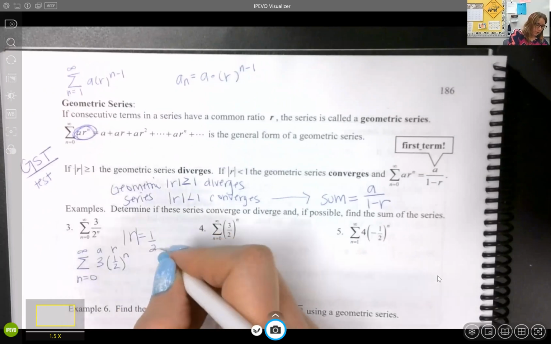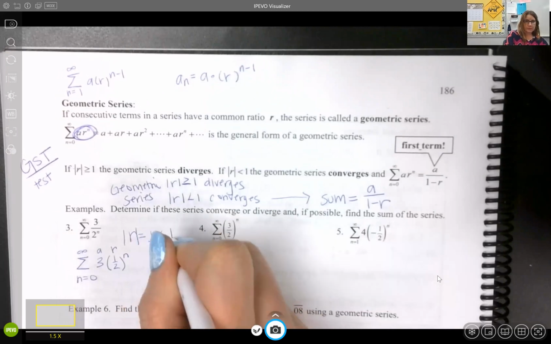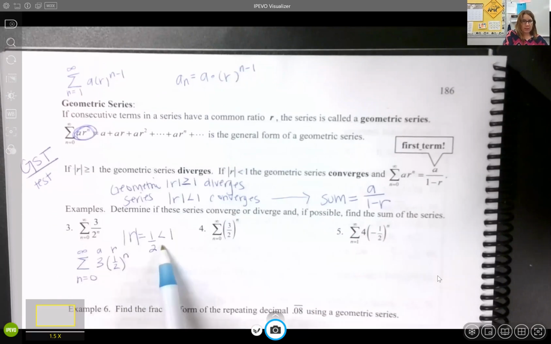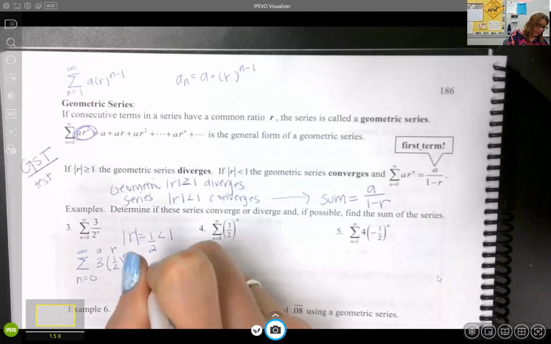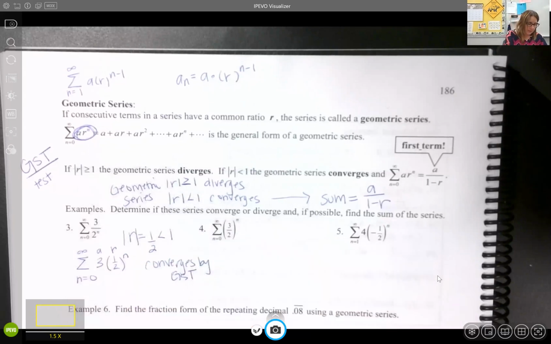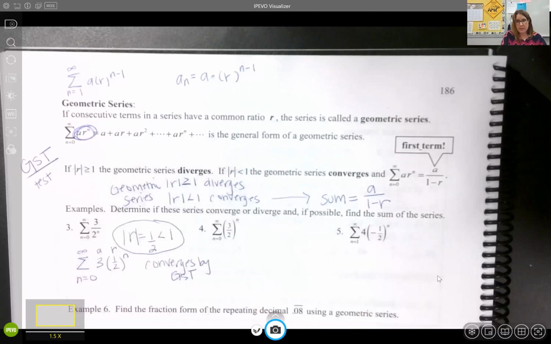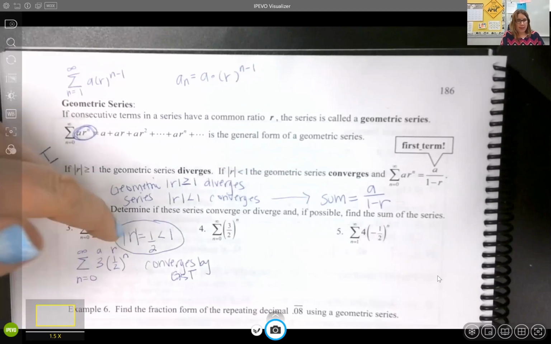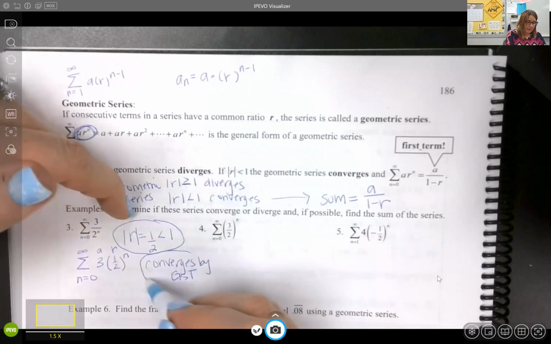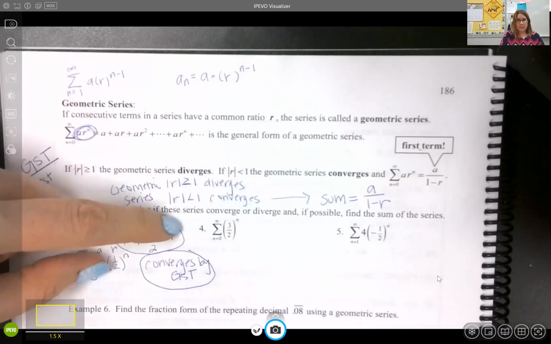Okay, which is less than 1. So 1/2 is less than 1. Okay, so that means it converges by the geometric series test. So it converges by GST because I found out that r was less than 1. That's my test right there. I have to show this step every single time. You have to show how you know something and then state what happened. So because r was less than 1, then it converges.